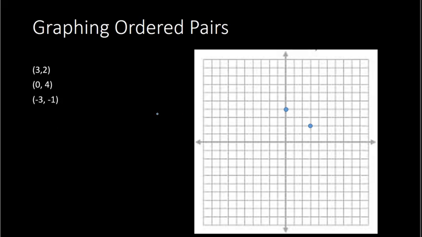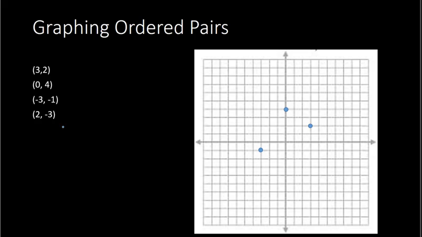Next we have (-3, -1). So x is -3. Negative will be to the left. Okay, so if right here is 0, we go to the left 3: 1, 2, 3. That takes me right there. And then down 1 would be right at this point. So to the left 3, down 1, down because it's -1. That takes me to this point right there.